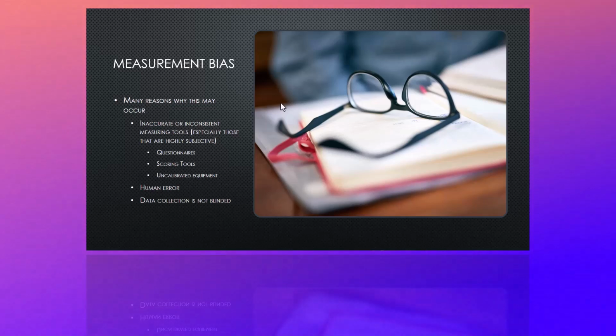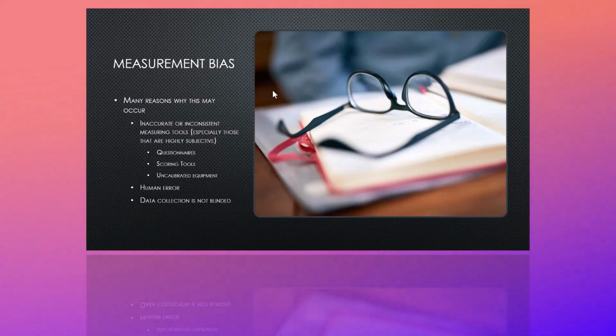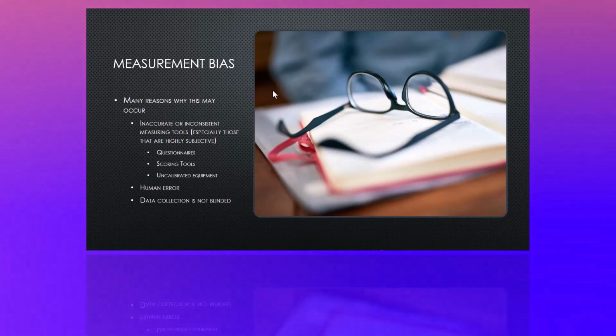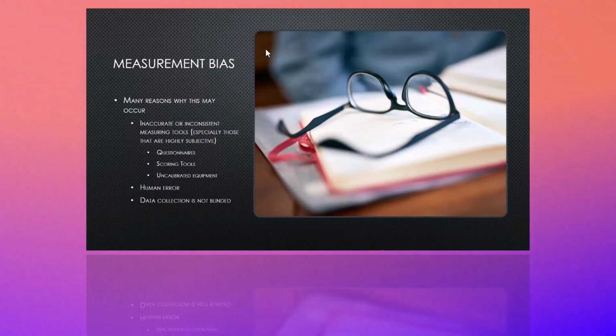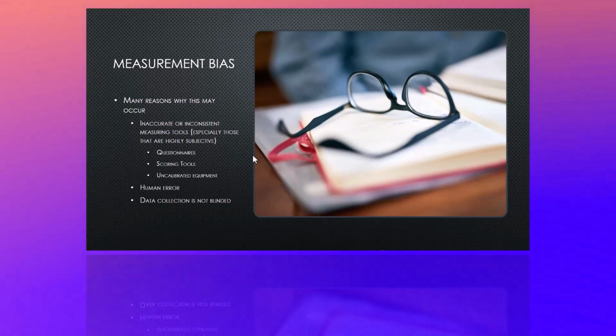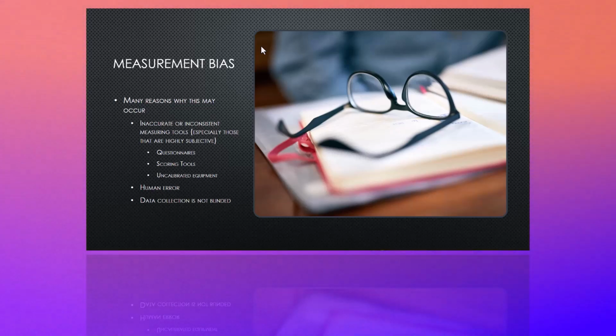Human error is always a possibility. We're all humans and accidents definitely can happen. And then the final reason I have here is when data collection is not blinded. Blinding means that those who are collecting the data do not know which study group is which. So if it's not blinded, then as they are collecting data, they know who belongs to which study group. So if the collection is not blinded and that person is aware, that just adds that variability of opportunity for bias.